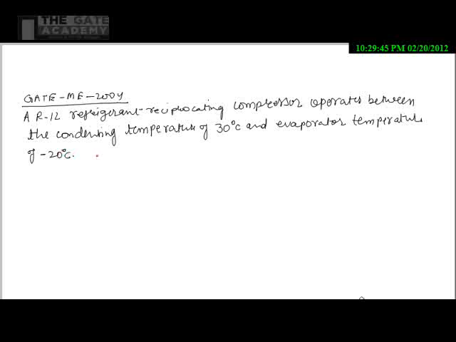The clearance volume ratio of the compressor is 0.03.